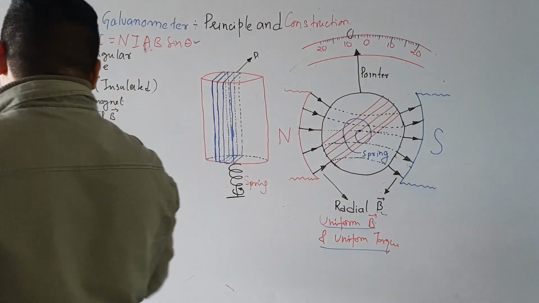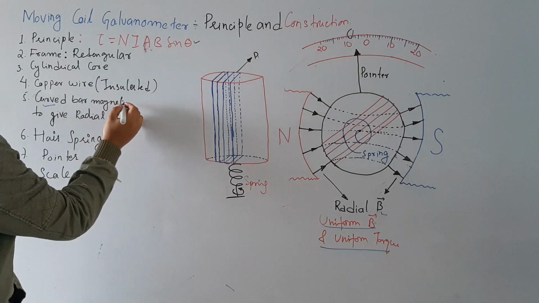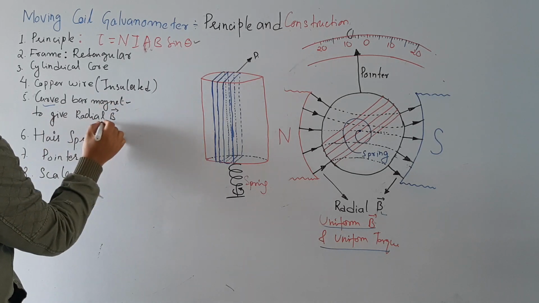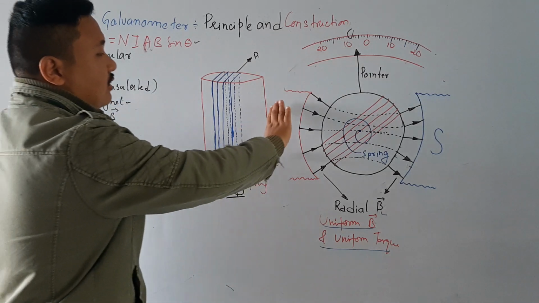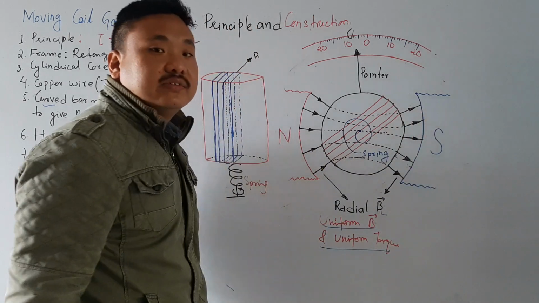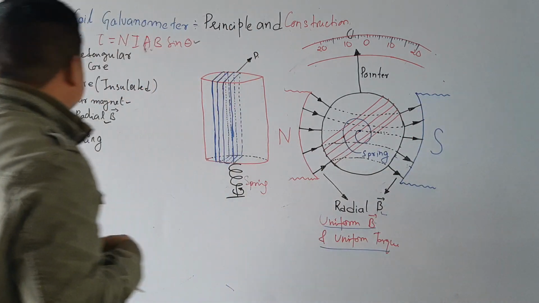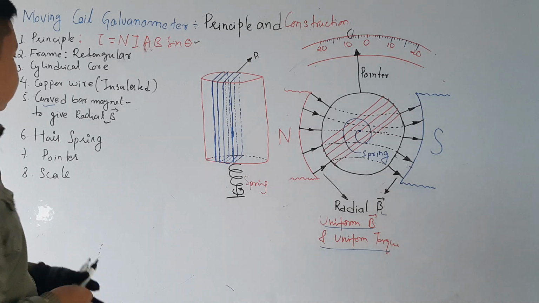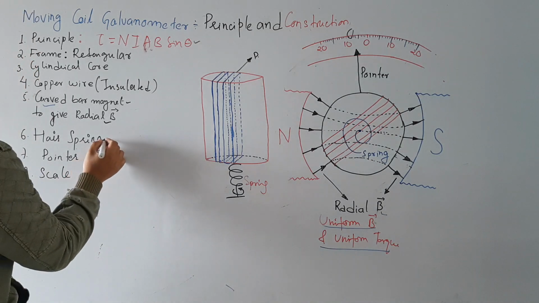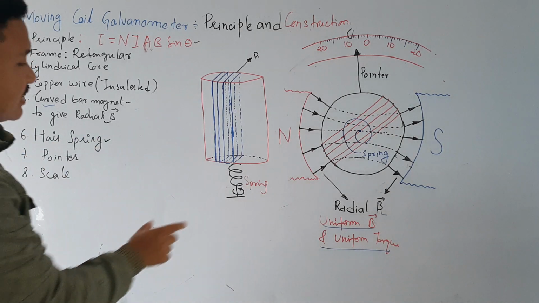And next, what is there? There is a core bar magnet, to give a radial magnetic field. So all these are the construction. Now there is a hair spring. This is my hair spring.